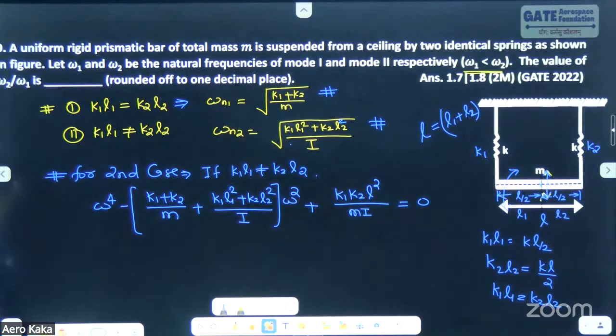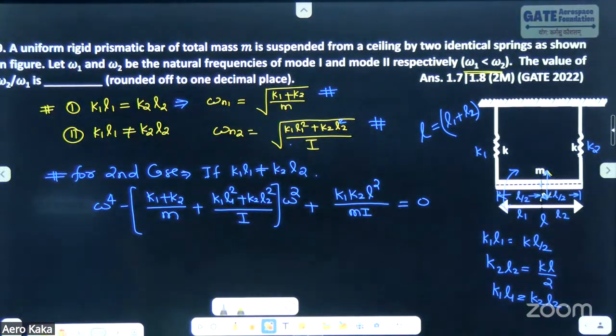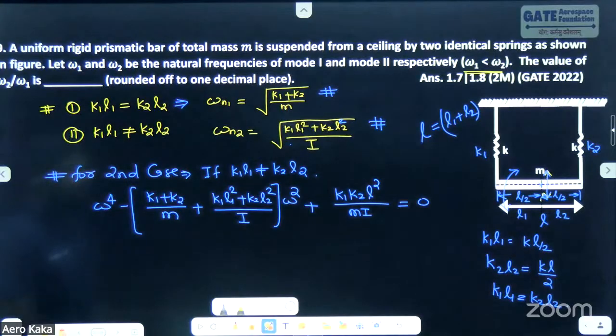Hello, is this blue color visible or not? Yes, sir. Visible, right? Okay. Are you getting this one, children?